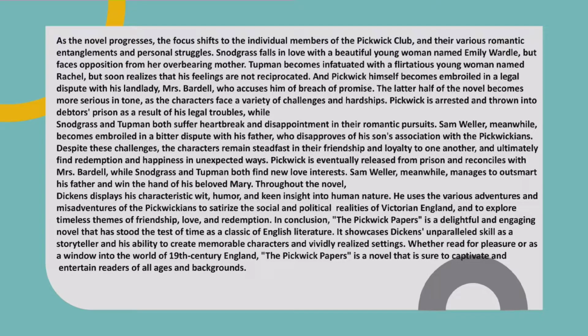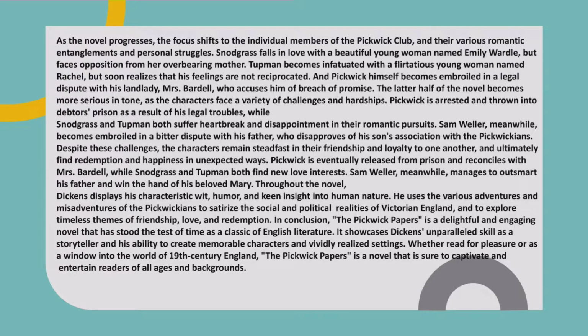the various romantic entanglements and personal struggles. Snodgrass falls in love with a beautiful young woman named Emily Wardle, but faces opposition from her overbearing mother. Tupman becomes infatuated with a flirtatious young woman named Rachel, but soon realizes that his feelings are not reciprocated. And Pickwick himself becomes embroiled in a legal dispute with his landlady, Mrs. Bardell, who accuses him of breach of promise.